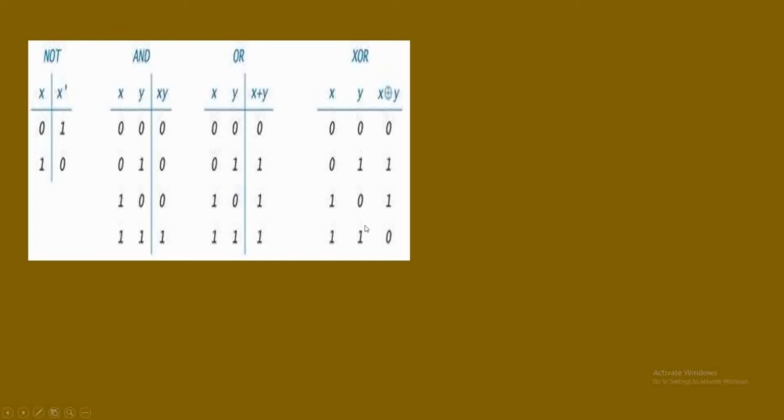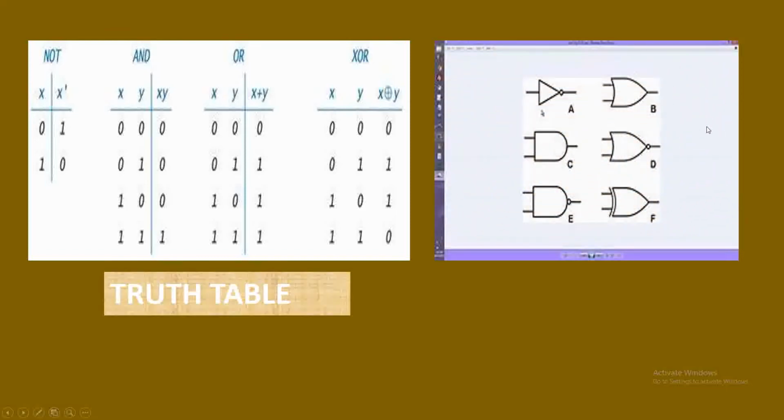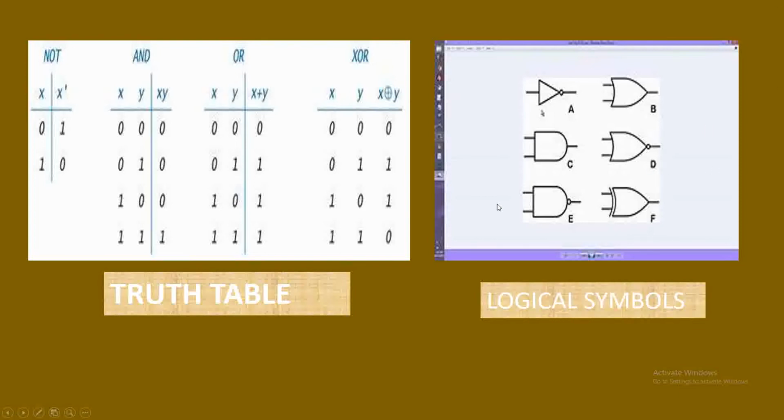So let's also show you the logic symbols. Here you have six logic symbols: one, two, three, four, five, six. These are the logic gates. When you are asked to describe the logic gate, tell them about the truth table and the logical symbols. By that time you must have satisfied the examiner.